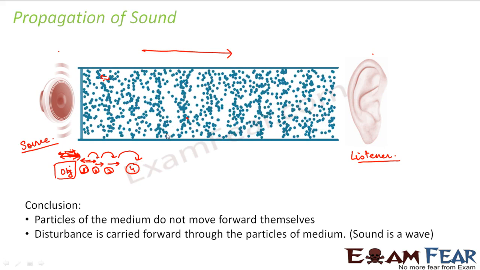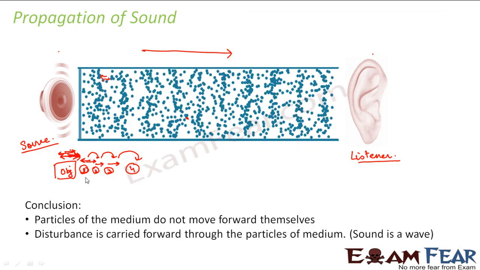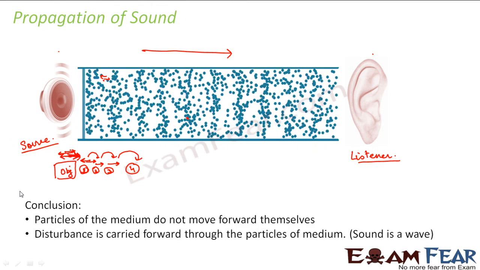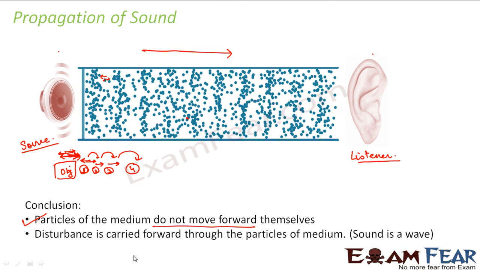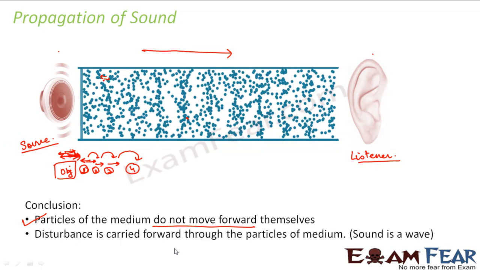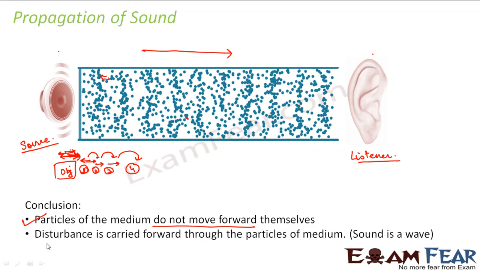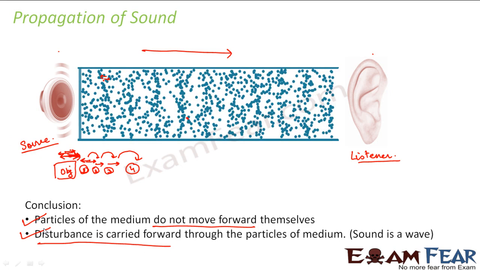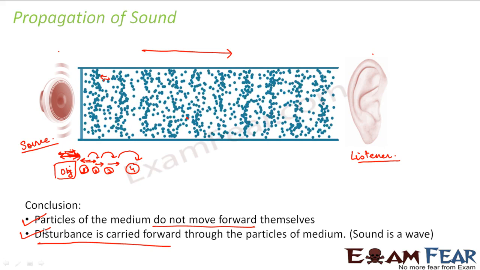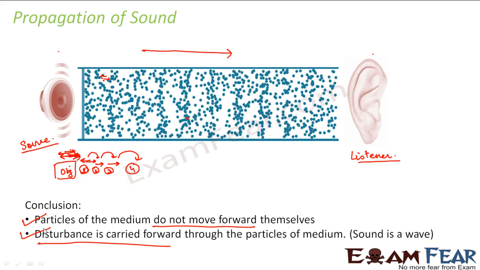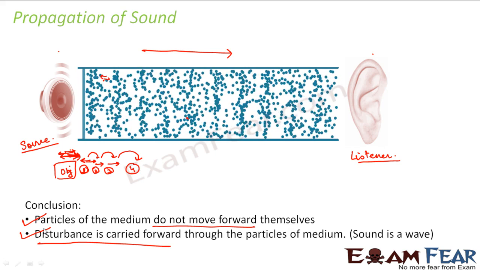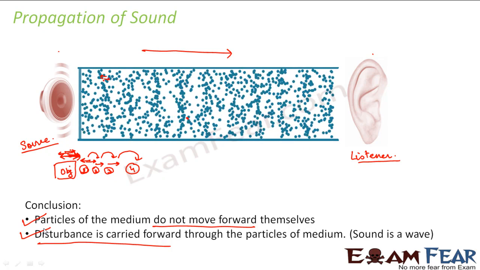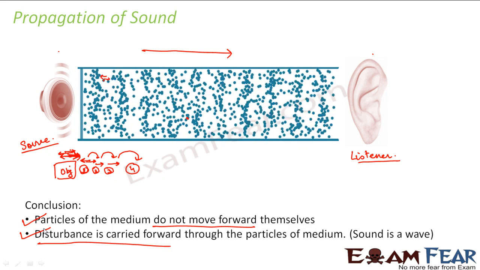The first conclusion is that particles of the medium do not move forward themselves, even though it appears that the disturbance moves forward. Second, the disturbance is carried forward through the particles of the medium. So these are two different things. One thing is the particles of the medium, which are just oscillating, just vibrating about their mean positions. But as a whole, the entire disturbance is getting transmitted, and this disturbance is nothing but sound.